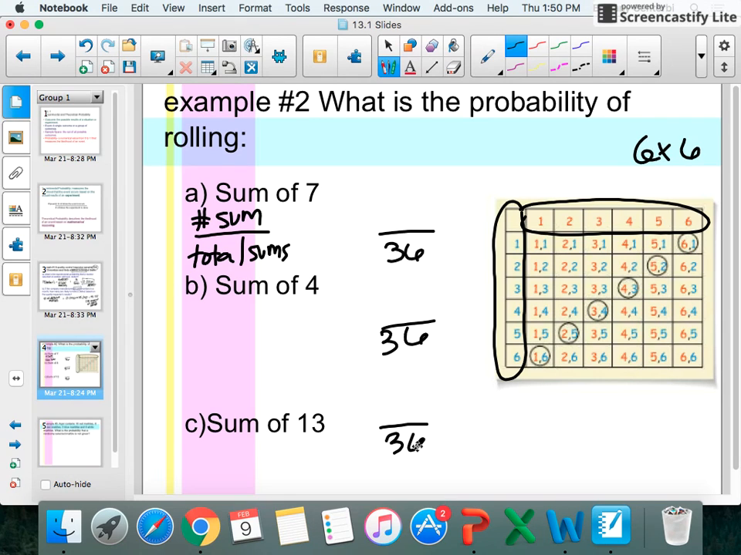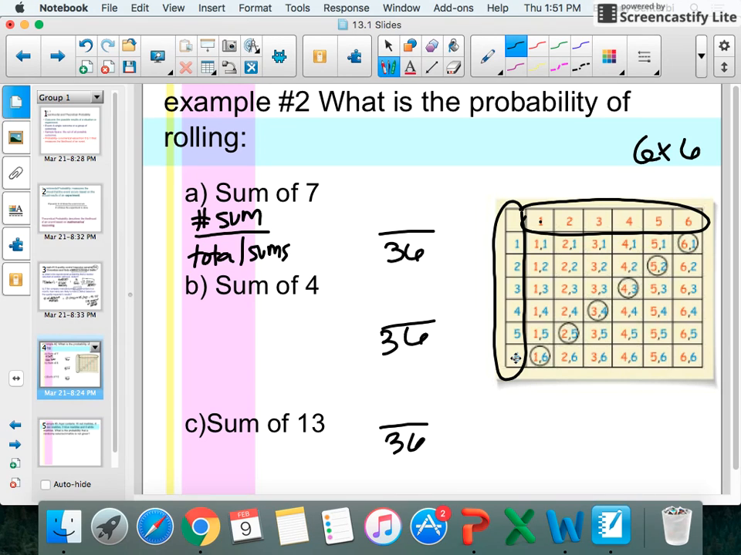So what's the chance you get a sum of 7? Well, sum means add. So if you roll one dice and roll the other dice, what's the chance that you get 7 when you add them together? So if you look here, if you roll a 1 on the first dice and 6 on the next dice, you get 7. 6 plus 1 is 7.